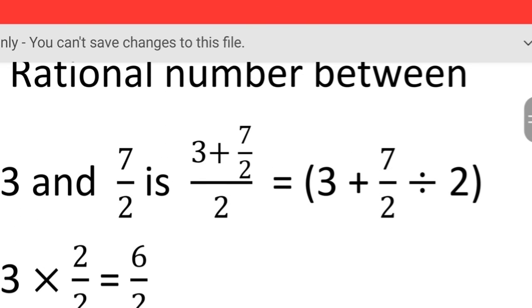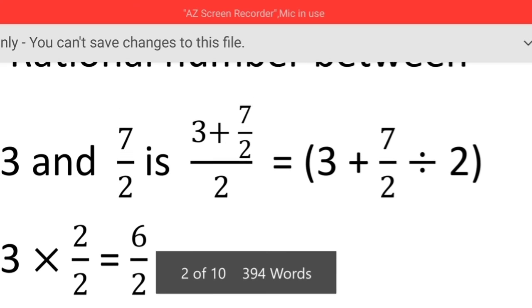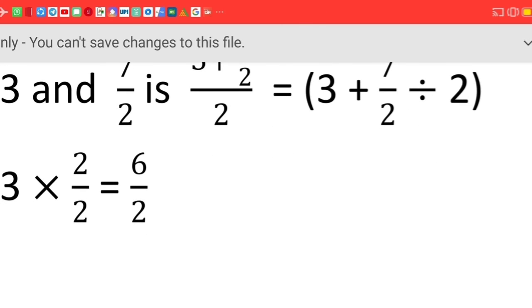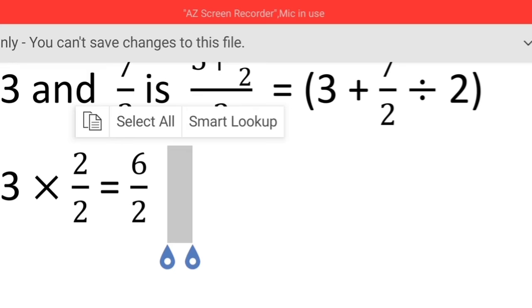3 plus 7 by 2, divided by 2. So we want to change 3, a number, with a denominator 2. 3 into 2 by 2. You will get 3 into 2 is equal to 6 and the denominator we are writing same only. So 6 by 2. 6 by 2 का value कितनी है? 3 only.